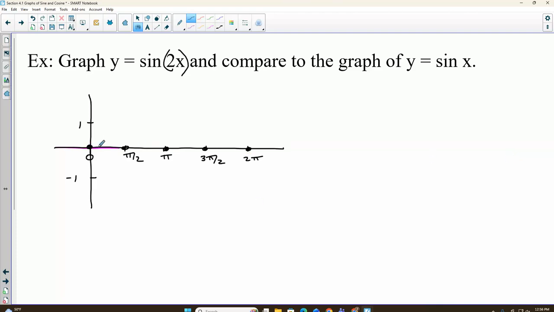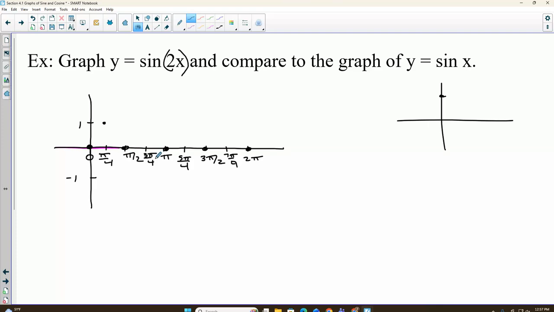Probably not. What would happen if I put in halfway between 0 and 90, which is 45, so pi over 4? If I did my multiples of pi over 4, I made this too small, didn't I? Excuse my tiny writing here. Okay, if I put in pi over 4, 2 times pi over 4 is pi over 2. What's the sine of pi over 2? Positive 1. Pi over 2 will be right here.